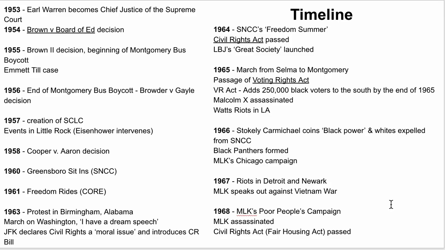In 68, Martin Luther King starts his Poor People's Campaign, tried to be more inclusive, it's more class-based. Martin Luther King moves towards socialism. He's assassinated in 68, and the Civil Rights Act, the Fair Housing Act, is passed in 68, which attempts to address discrimination in housing, but really is quite toothless and isn't able to fully address that. So that's the story of topic 4.